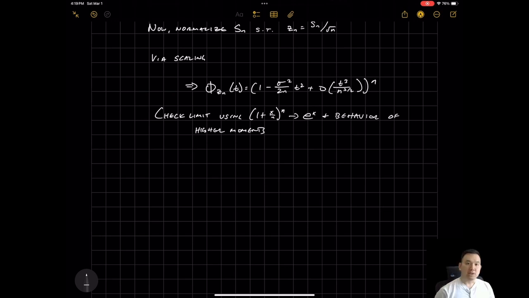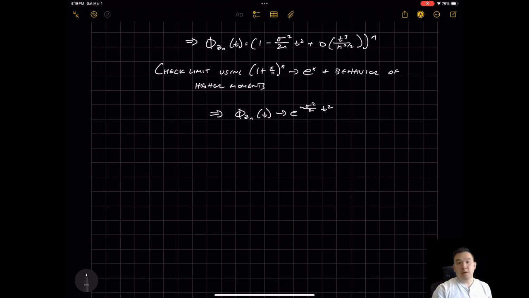Then, using that approximation, we can see that we recover the known characteristic function of a normal distribution. But notice, we've only proven pointwise convergence. We need a distributional convergence argument in order to make our point.